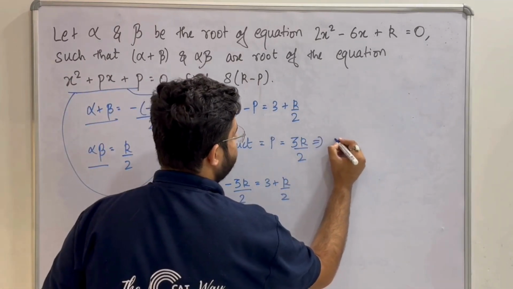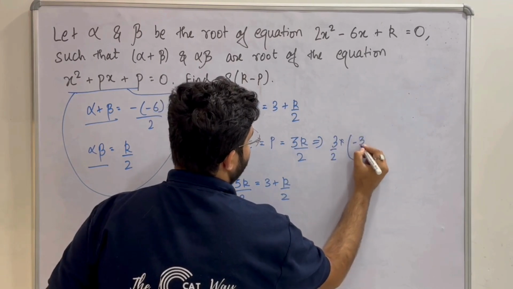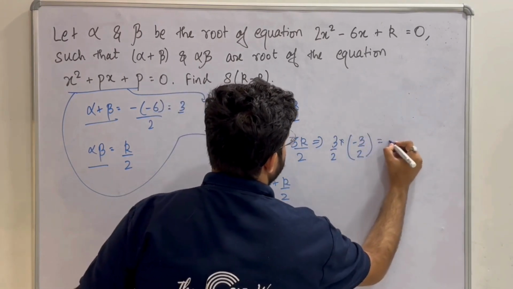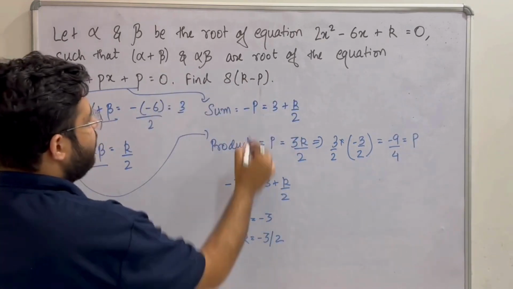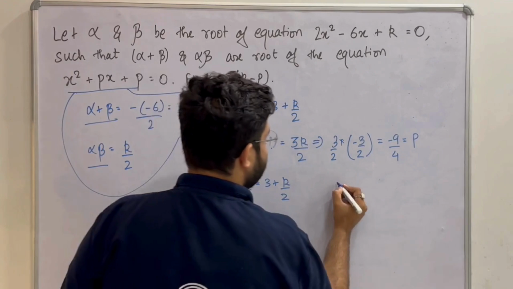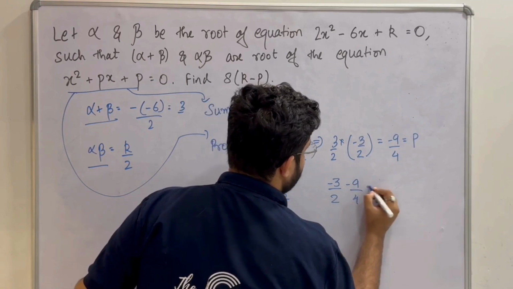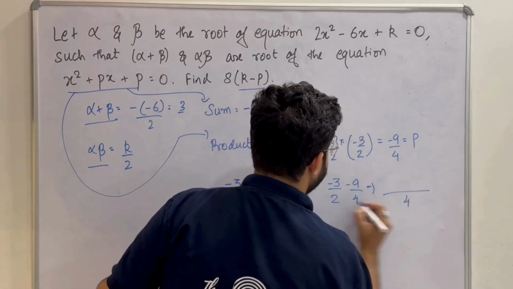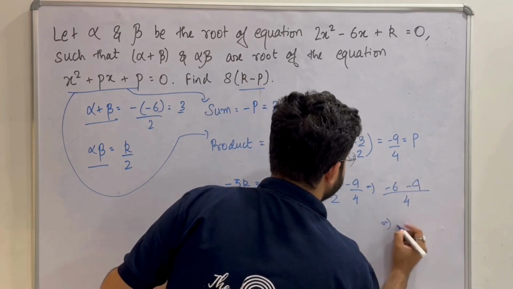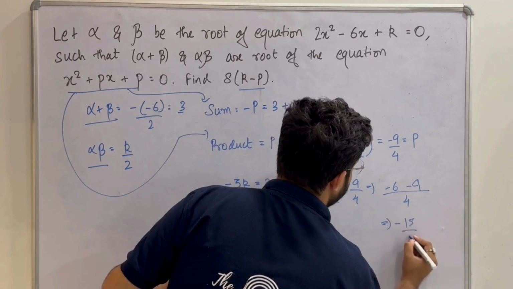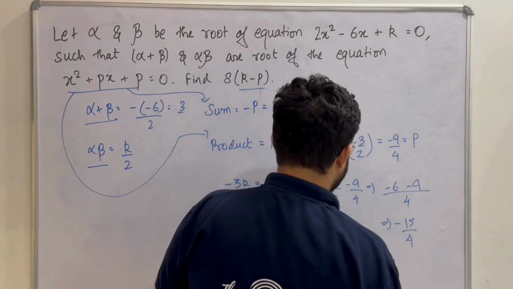Now if k is equal to minus 3 divided by 2, let's put it over here to find the value of p. So 3 multiplied by minus 3 by 2. So p becomes equal to minus 9 by 2. This is the value of p. Now when you have to calculate k minus p, it will be minus 3 by 2 minus 9 by 4. What do you get? 4 as LCM. You get minus 6 minus 9, that is minus 15 divided by 4. Right?